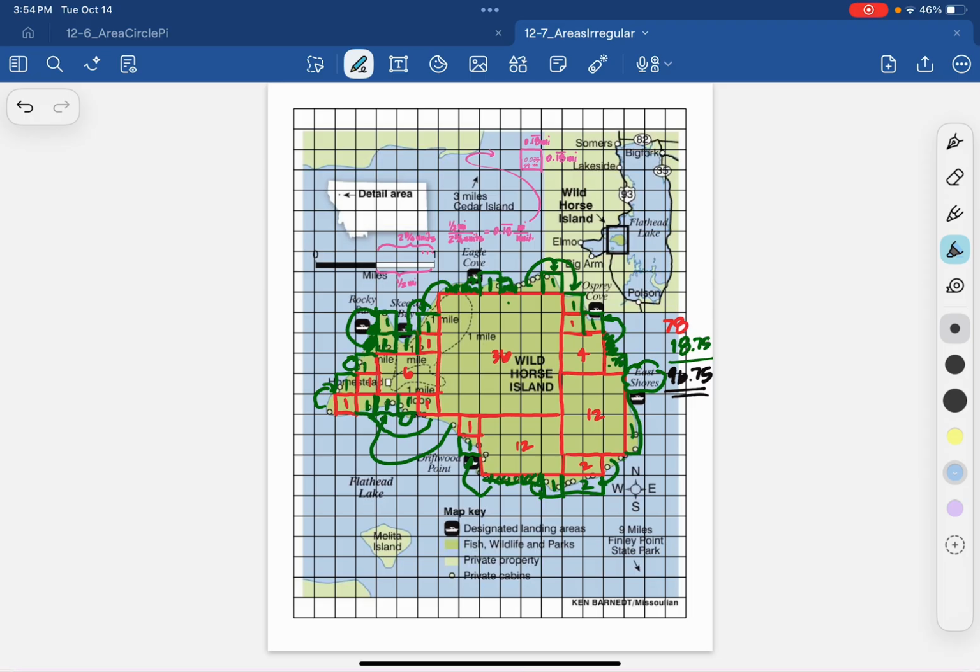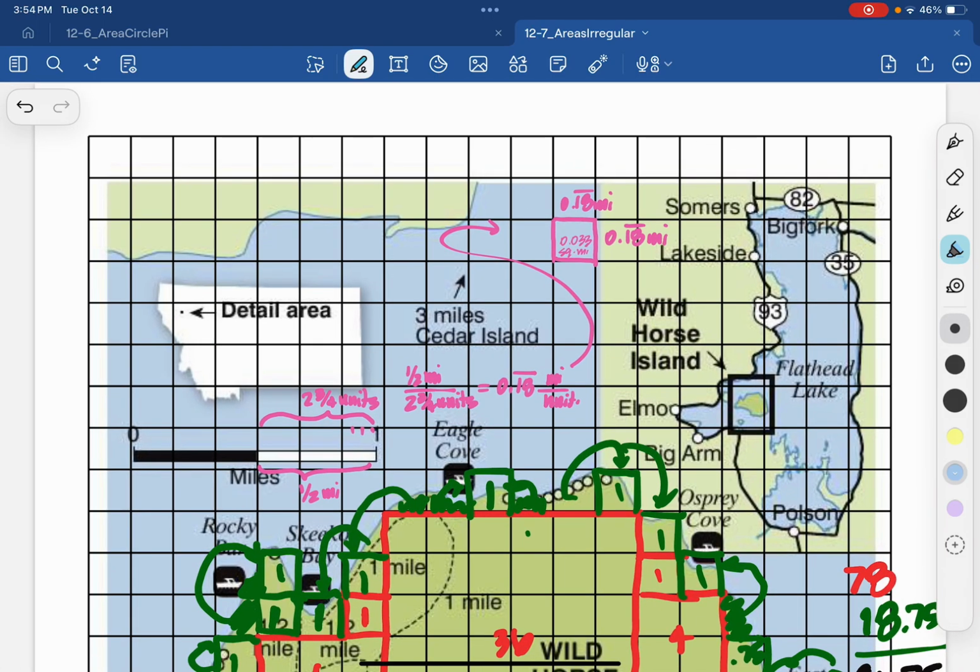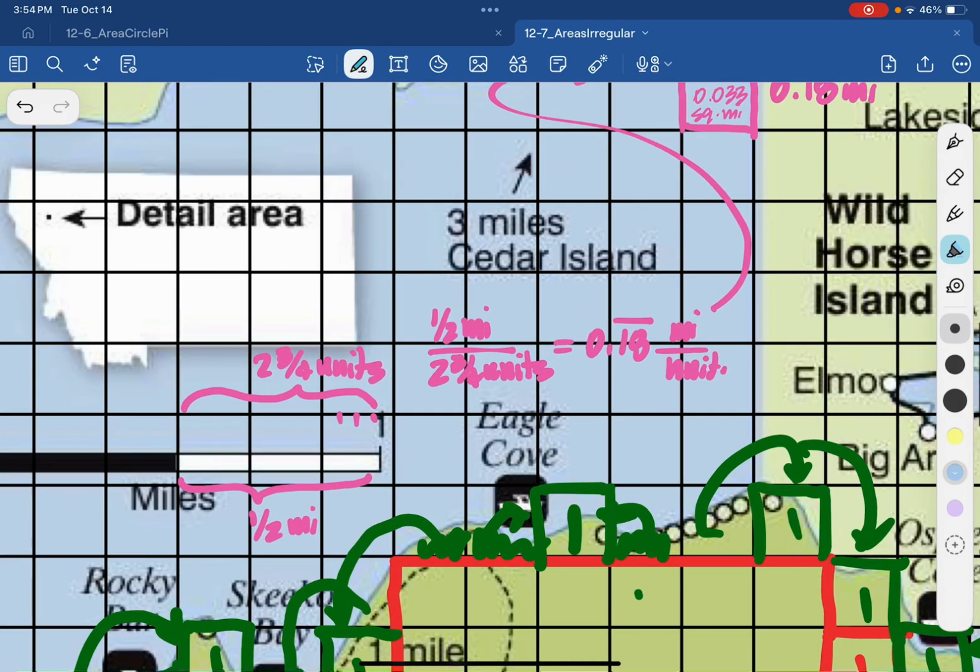and counted those all up. We got 78 red grid squares, 18.75 green ones, added them together for 96 3/4. And then the question was, well, what's a square? So we took the scale and decided, well, a half mile is about 2 3/4 units. That turns out to be about 0.18 repeating miles per unit.